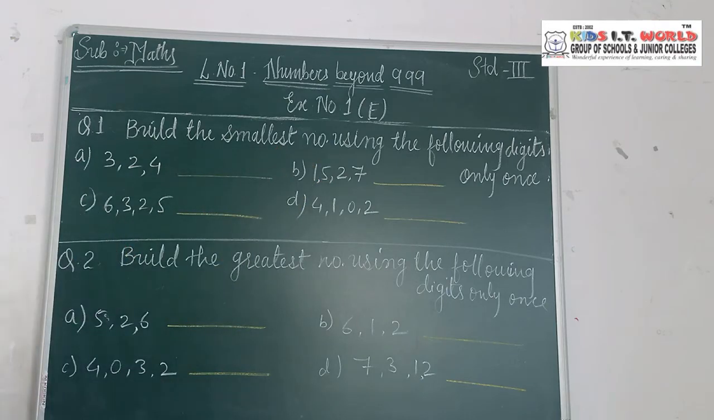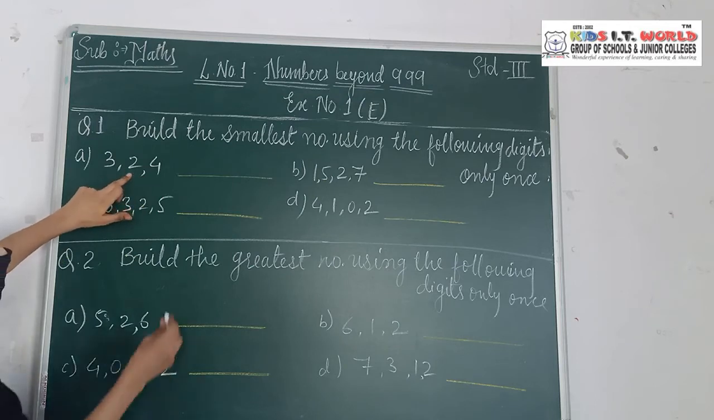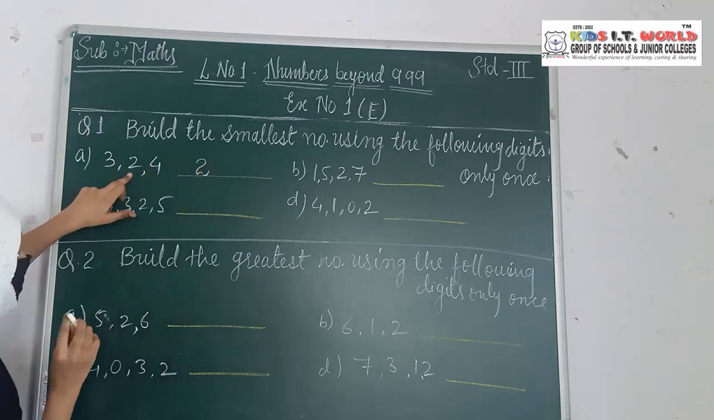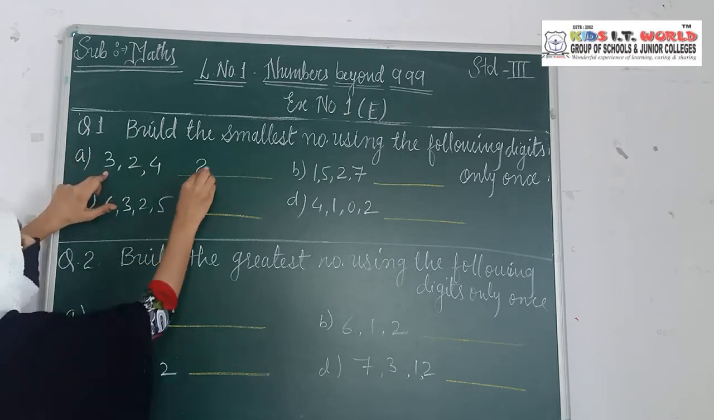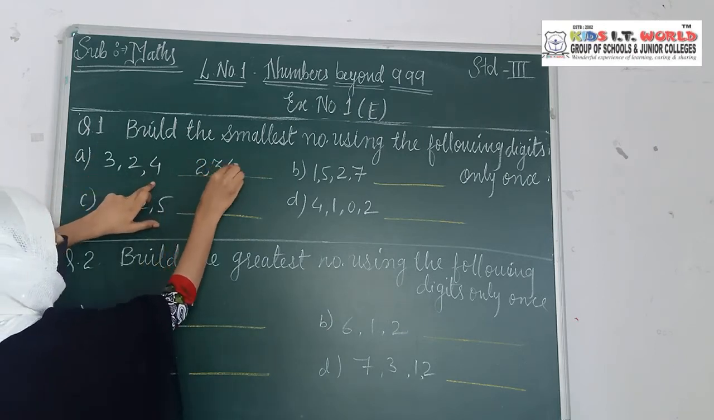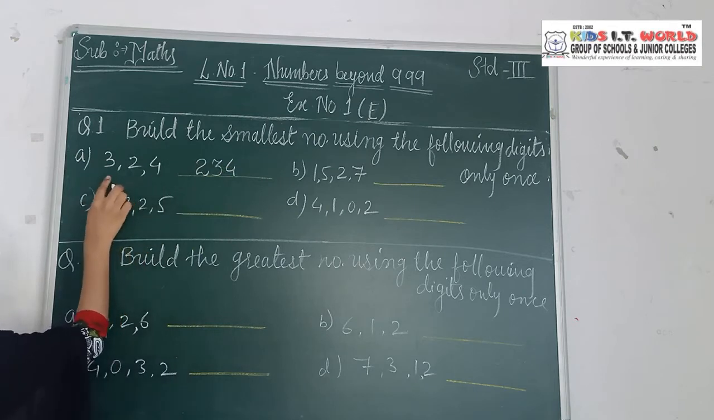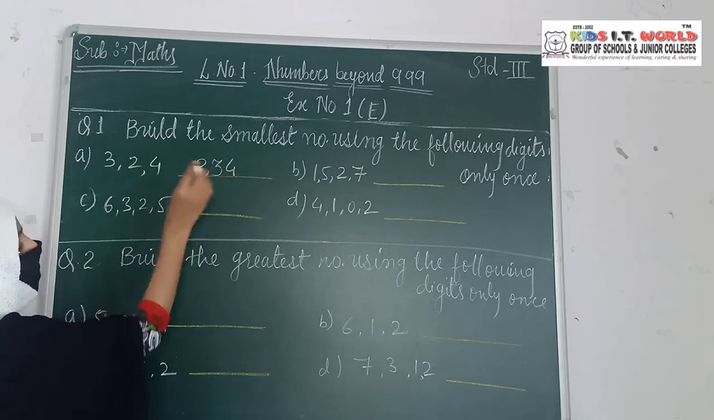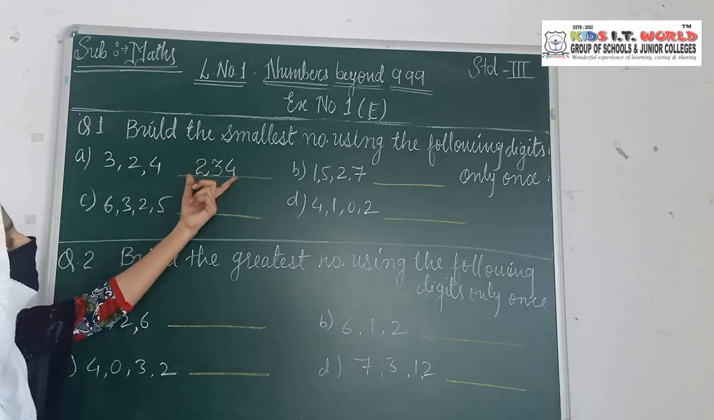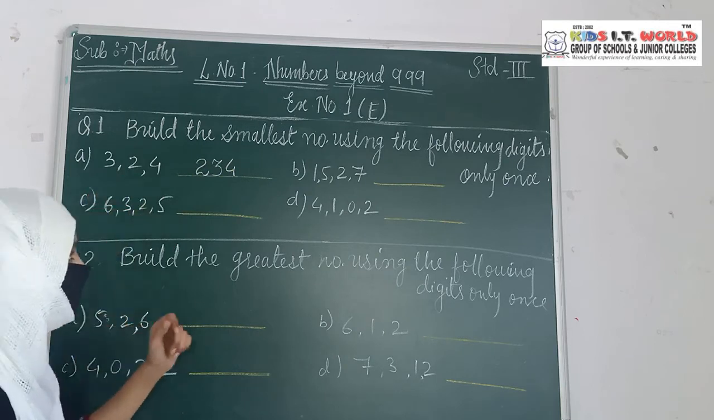So first of all you will see from this tree which is the smallest number in this tree. 2. So first you will write 2. After 2, which is the greatest? 3. And then 4. So here we got 3, 2, 4. From this we got the smallest number 234. In this way you have to build the smallest number using these numbers.